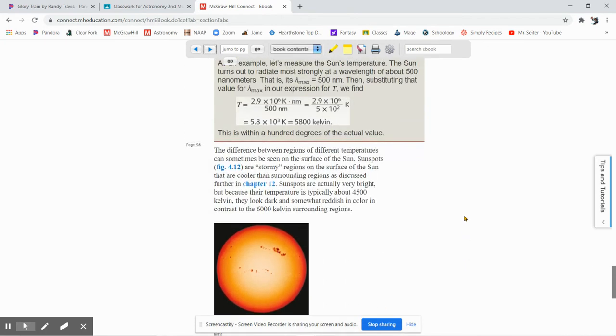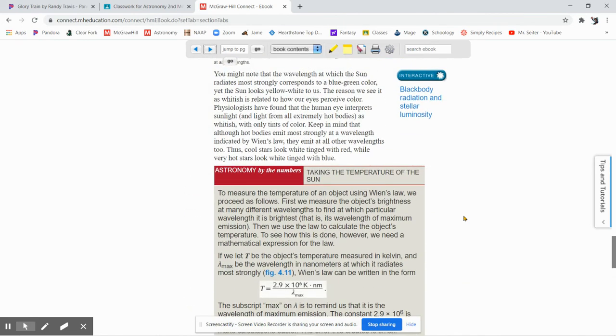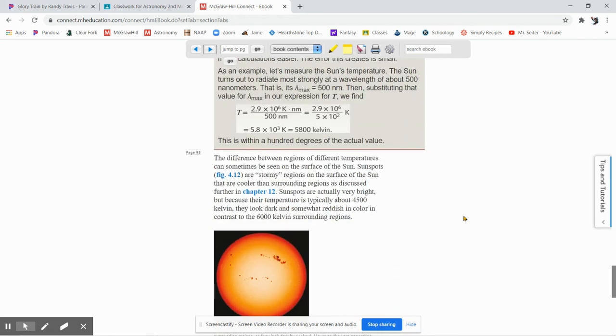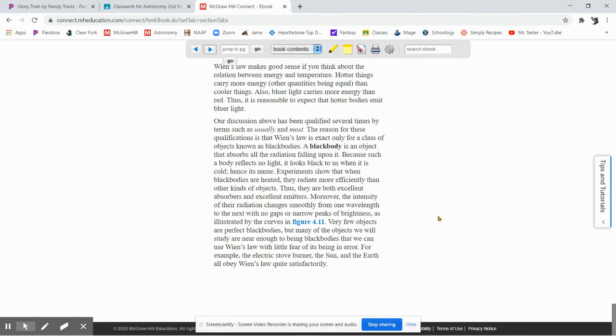And it also talks about, again, I go over it more in the notes, black body radiation and the different colors and temperatures of black body radiation. So that's about it. Again, for more help, watch those notes.